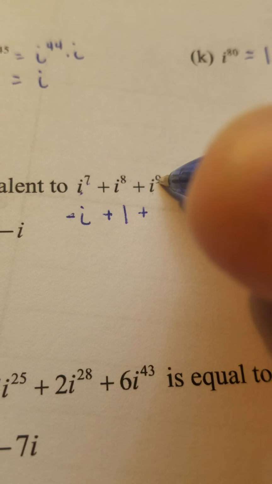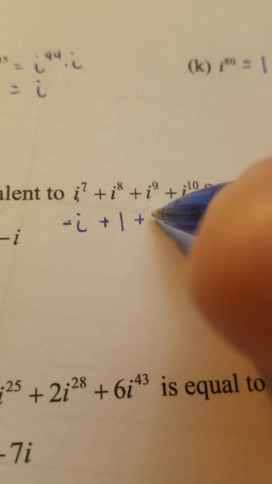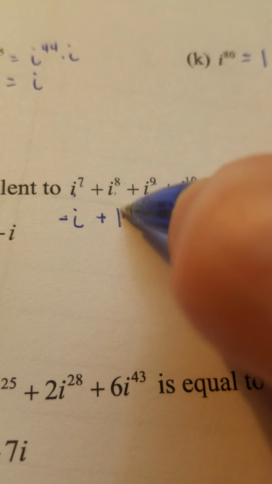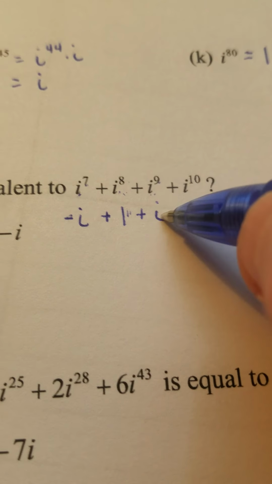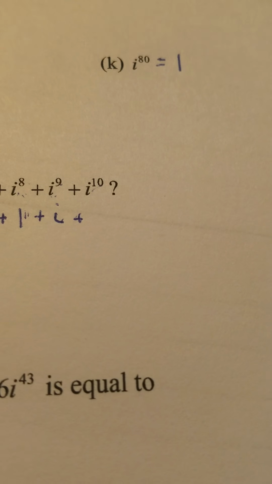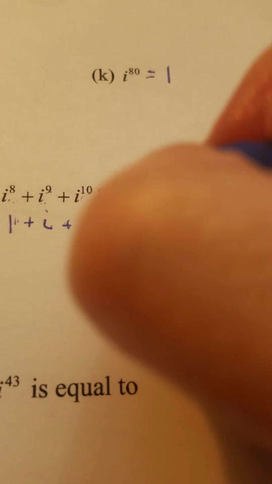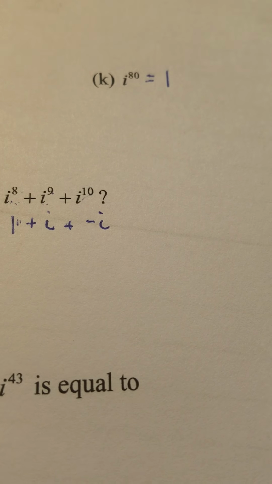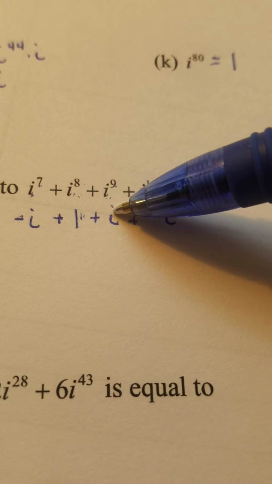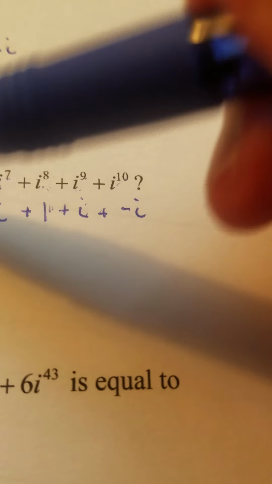i to the 9th is going to be i to the 8th times i. And i to the 8th I just said was 1 over here, so that's 1 times i, which is i. And then i to the 10th, well, 10 can only be divided by 2 once, so that's going to be a negative i. So this negative i and positive i cancel each other out. So it looks like I have 1 minus i, which is number 3.